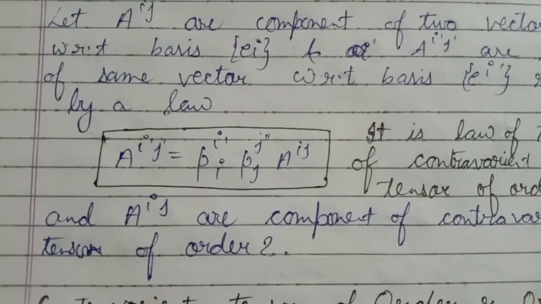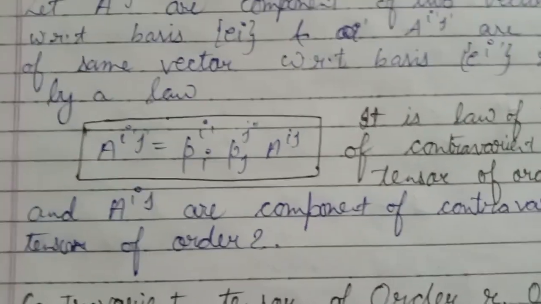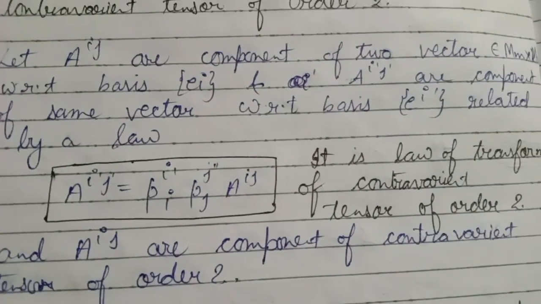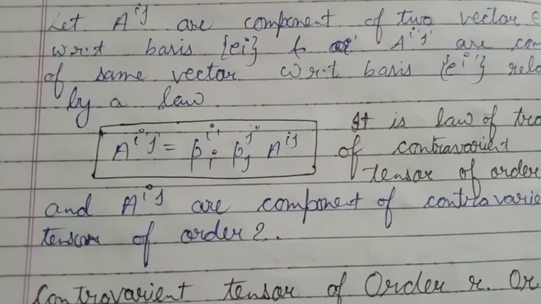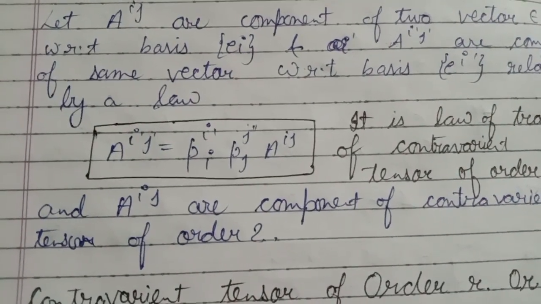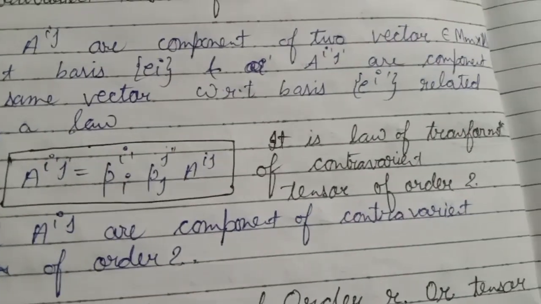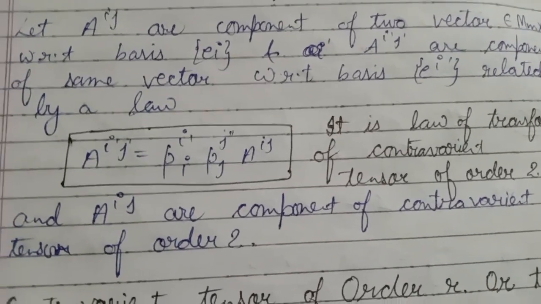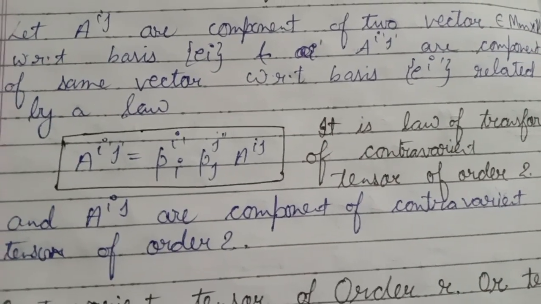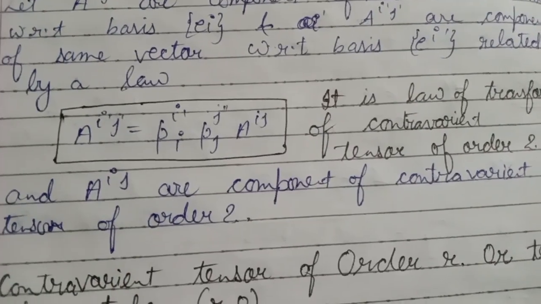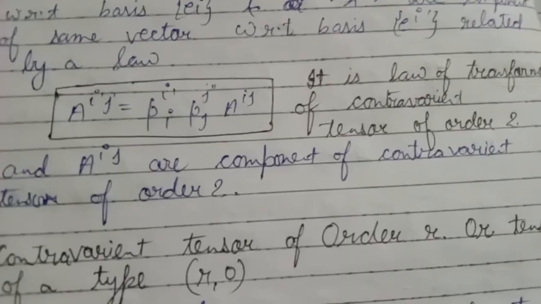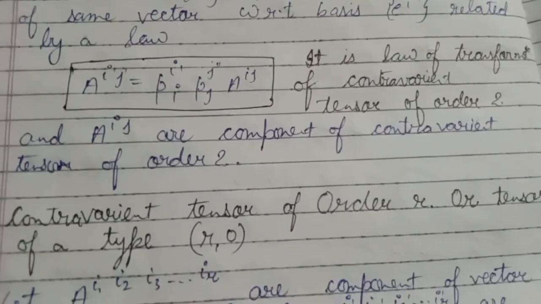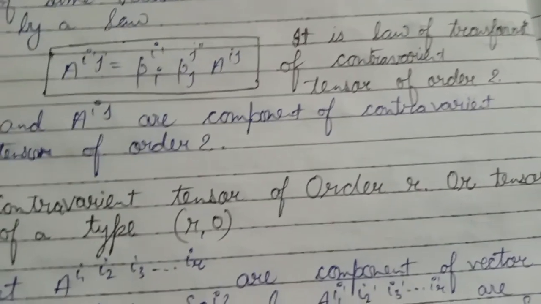When we talk about order 2, let aij be components of a vector with respect to basis ai, and ai dash j dash be components of the same vector with respect to basis ai dash, related by a law, and the law is also given. It is the law of transformation of contravariant tensor of order 2, and aij are components of contravariant tensor of order 2.